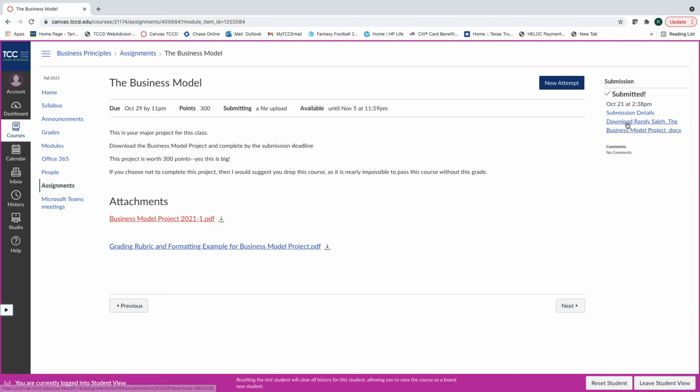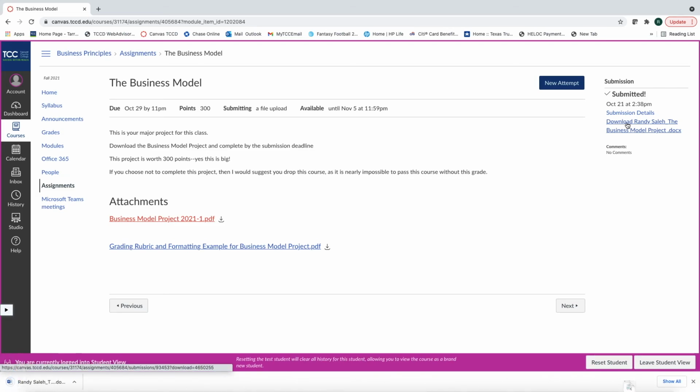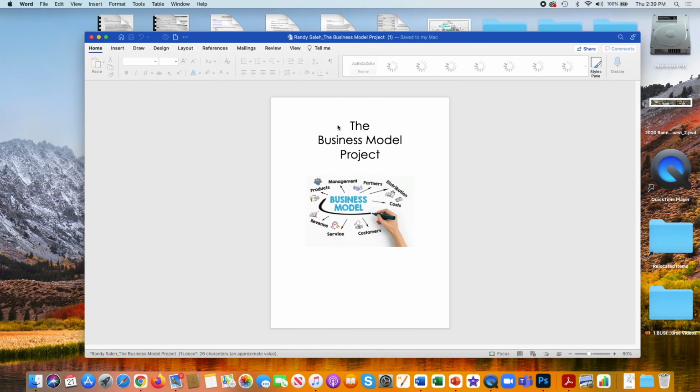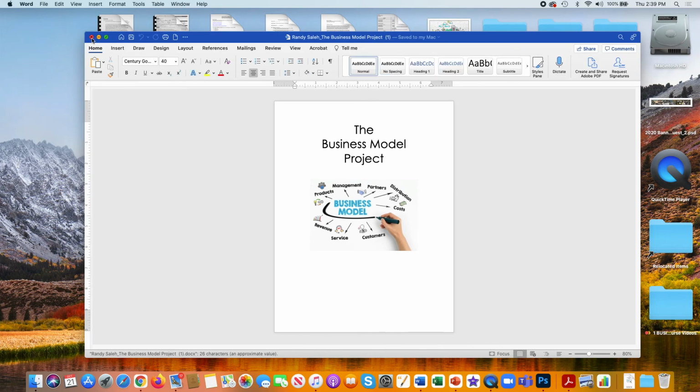In fact, what I can do is go right here and just verify that I've sent the right one. And it will actually download that for you. Or you can also look at your submission details, and then it says the project right here. If you, for some reason, submitted the wrong project, it happens. It happens all the time. Just resubmit assignment. There's my business model project right there.